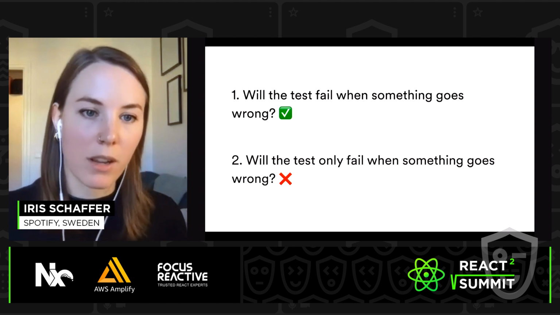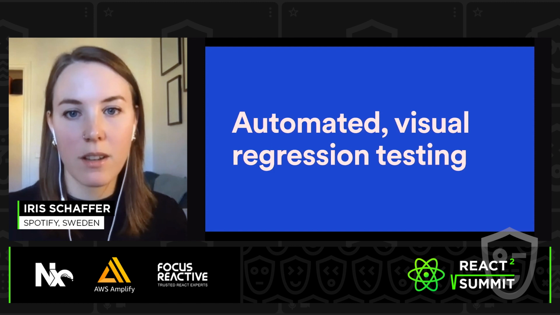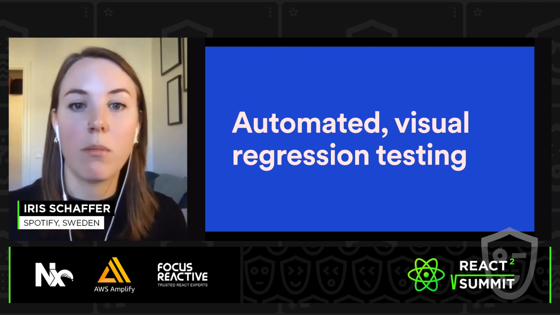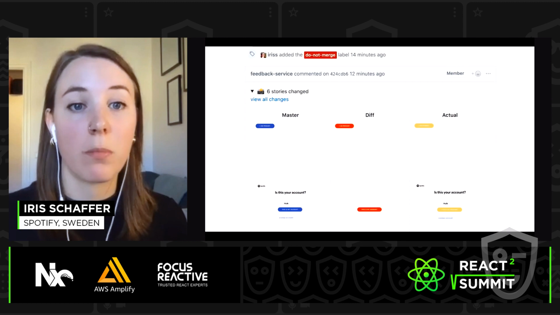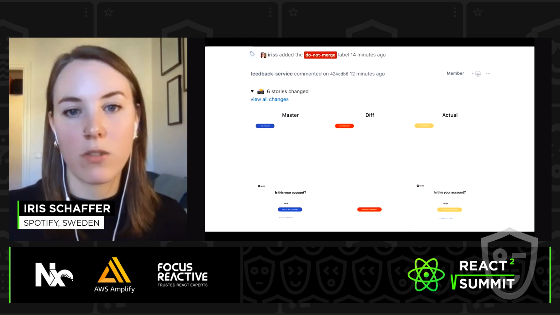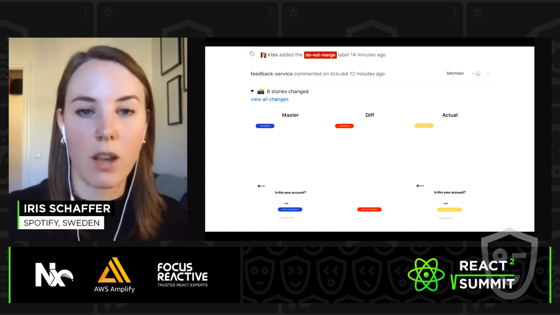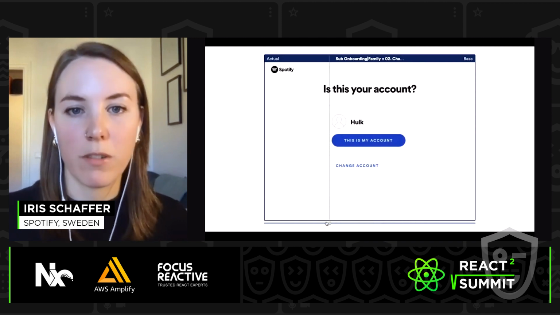So is there a better way? I think so, yes. Automated visual regression testing. So just like the snapshot tests, we're now taking screenshots instead of capturing the outcome in HTML and CSS. And what we do at Spotify is do this on every branch for every story in Storybook, and then compare those screenshots to the screenshots we have on the master branch. This is the tool that we've built in-house.